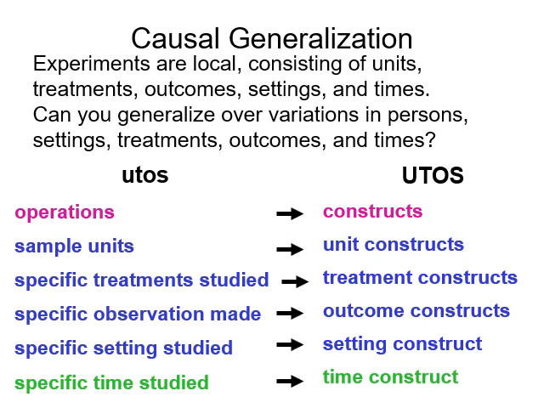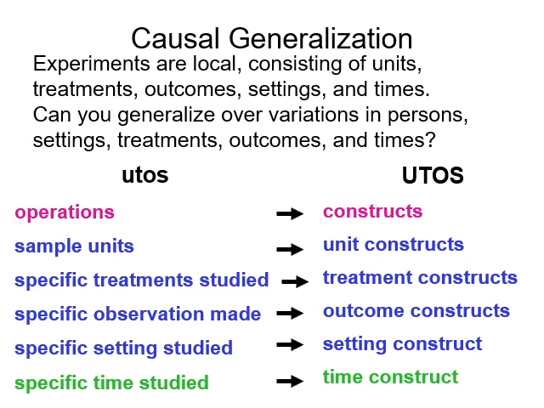So small UTOS is your study. It's the specific operations. It's the specific people that were in your sample. It was the specific treatment study. It was the specific way you observed the DV. It was the specific setting of the study, and it was a specific time. How well did you design your study to make it easy to logically argue that your operations represented the bigger constructs, that your study guide represented studying, that your test represented performance, that your sample units equal the unit constructs? In other words, how well did your sample represent the population?